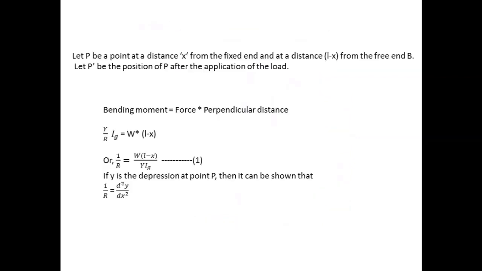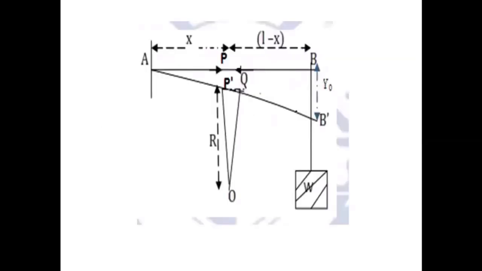And P dash is the new position of the point P after the application of the load. Initially the beam was taking the shape AB. Under the action of the load, AB has shifted to AB dash. As a result, the point P also shifts to P dash. Let us say the depression at point P, that is the distance from P to P dash, is Y. So Y is the depression at point P and Y naught is the depression at the free end, that is B.